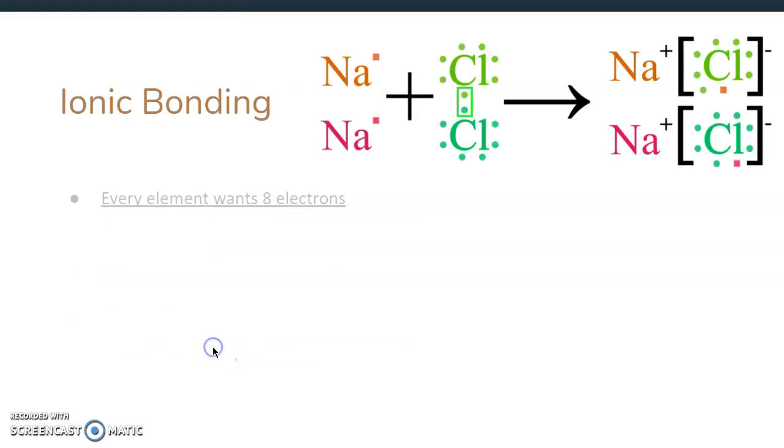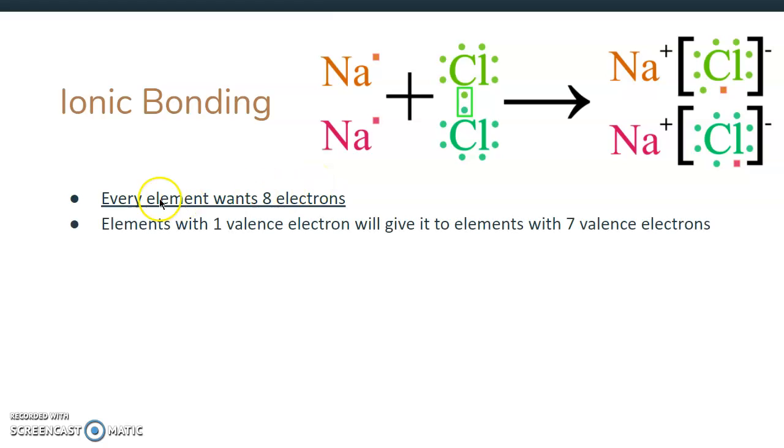Another great example, or another explanation, is this picture here. Let me first do our bullet points. Every element wants 8 total electrons in their valence shell. So elements with 1 valence electron, like sodium, will give it to elements with 7 valence electrons, like chlorine. If we put one more circle, these circles represent our valence electrons, and these squares represent the valence electrons of the sodium. If we put 1 electron from this valence shell into our chlorine, it would be stable, and then our sodium would also be stable.